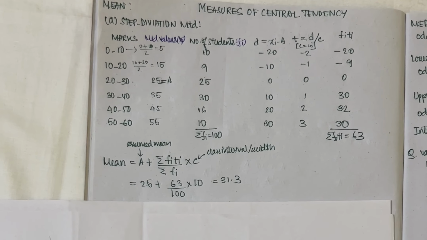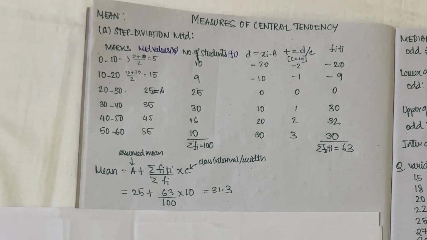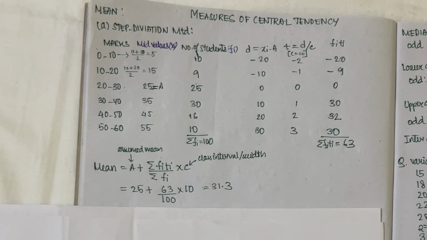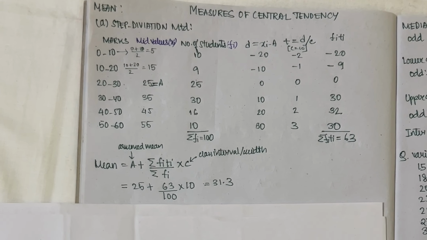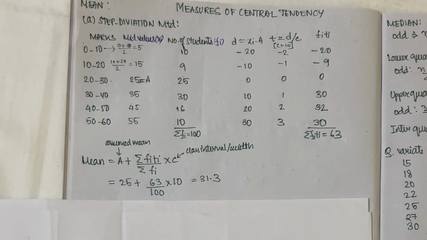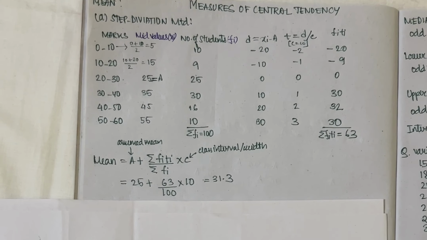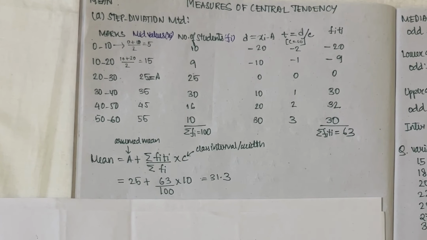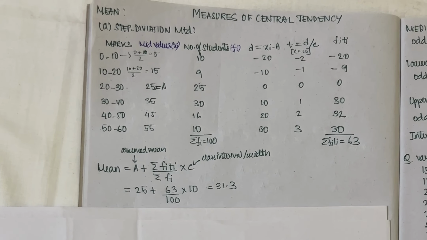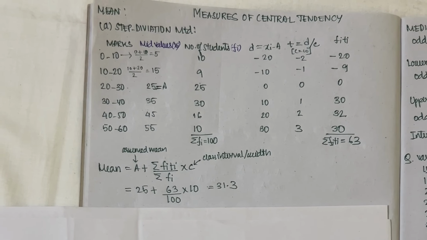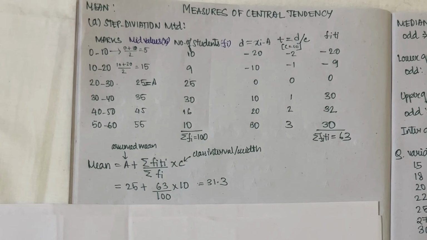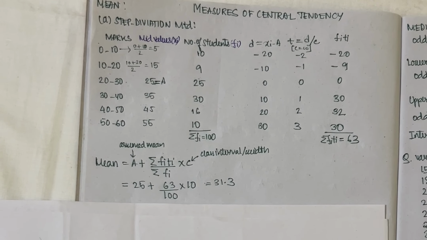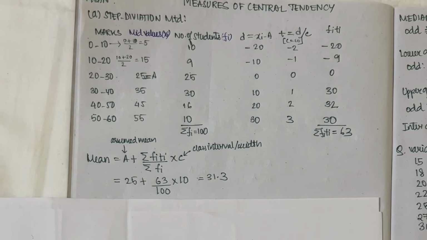Now we have to do f into t. Simple, whatever the values we found for t and f, we just multiply, that is minus 20, minus 9, 0, 30, 32, 30 and do the summation, that comes up to the total of 63. Now the formula for step deviation is A plus summation of f t by summation of f into c, that is the class interval or width. Sometimes the c is also denoted as h. Now we put the values, simplify and get it as 31.3.